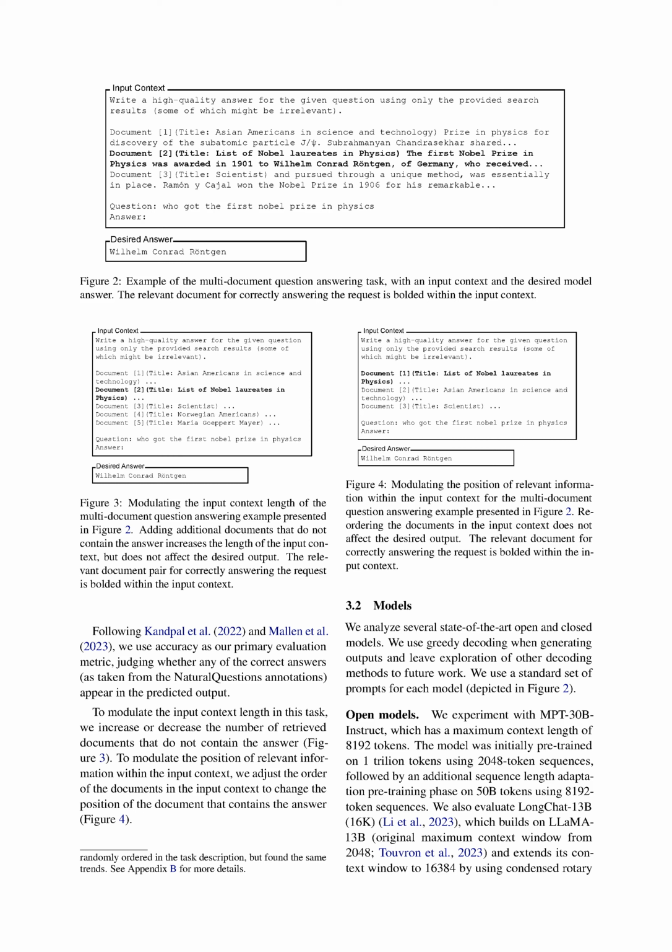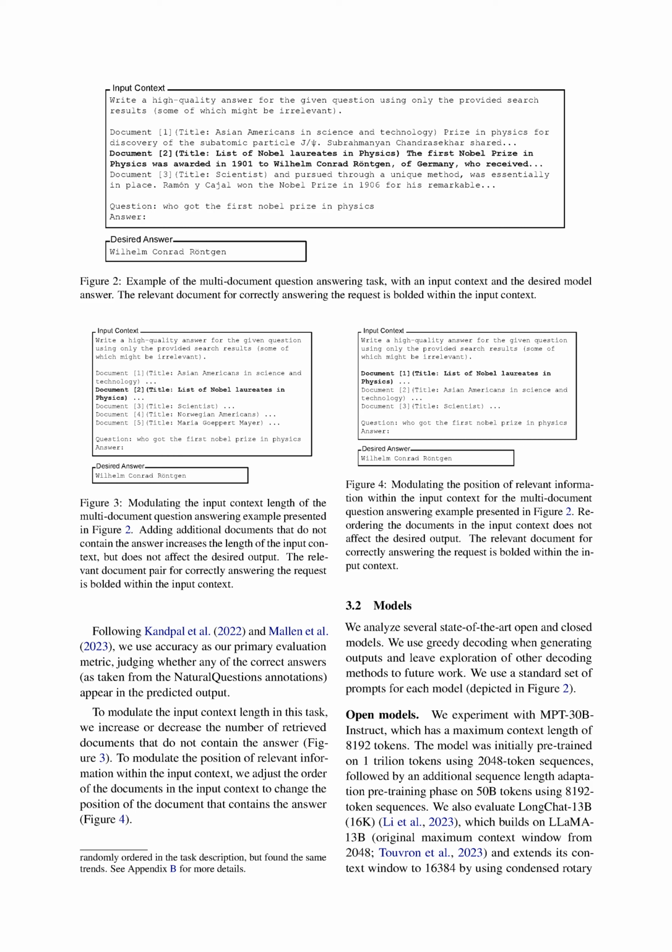Starting with open models, our experimental lineup includes the MPT-30B Instruct, which can handle up to 8,192 tokens at once. Initially, this model received training on a whopping 1 trillion tokens, using sequences of 2048 tokens. Later, it underwent additional training using longer sequences, this time of 8,192 tokens, over a dataset of 50 billion tokens.